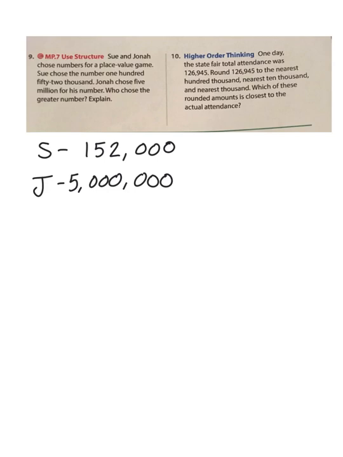So we've got Sue has a number, Jonah has a number, and you're going to have to tell me which is bigger. Here are those two numbers written out, and I want to see a sentence. Since you're doing this on Cami, you're going to be typing it. I want to see a sentence that tells me which number is bigger, and I want to see why you think so. Jonah's got 5 million, Sue has 152,000. Okay, moving on to number 10.